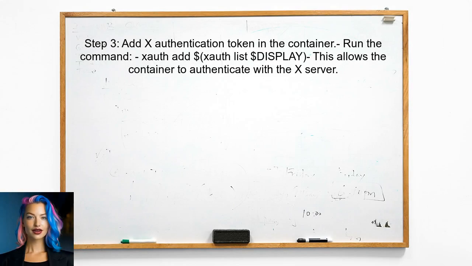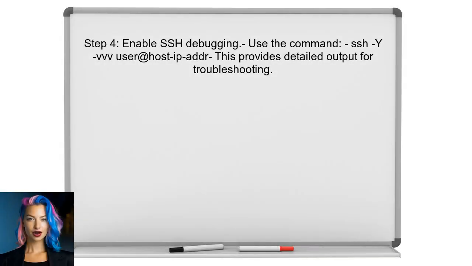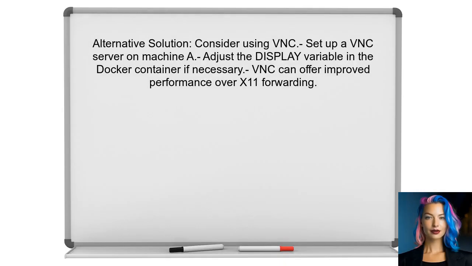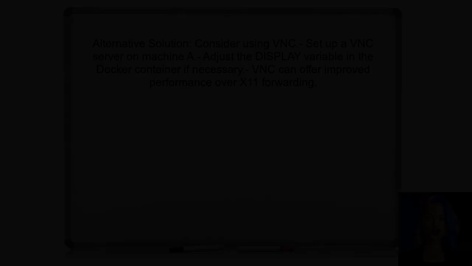After verifying the .Xauthority file, the user should add the X authentication token inside the Docker container. This can be done using the xauth command. If the user still encounters issues, they can enable extensive debugging for SSH. This will help identify where the problem lies during the X11 forwarding process. As an alternative solution, the user might consider switching to a VNC setup. This can often provide better performance and reliability compared to X11 forwarding.